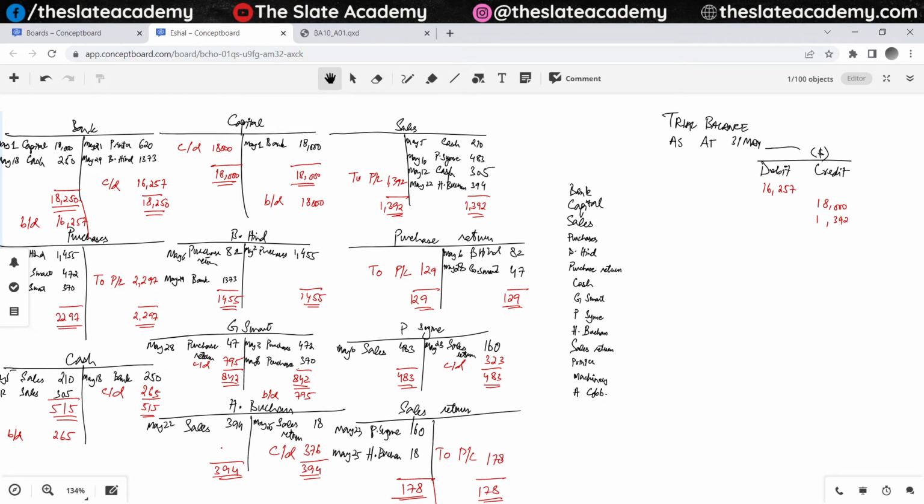So ji, after sales, I've got purchases. Over there, it's on the credit side, so here it will appear on the debit side, 2297. Then it got balanced, so I'll write just a dash over here on the credit side. Purchase return, it was on the debit over there, here it would be credit, 129.